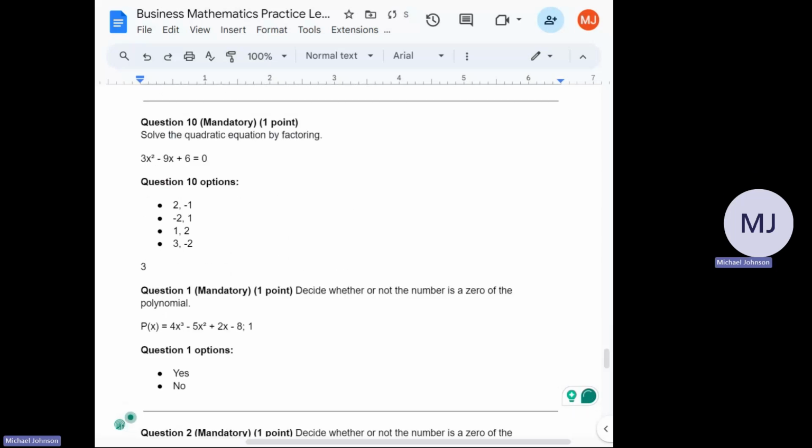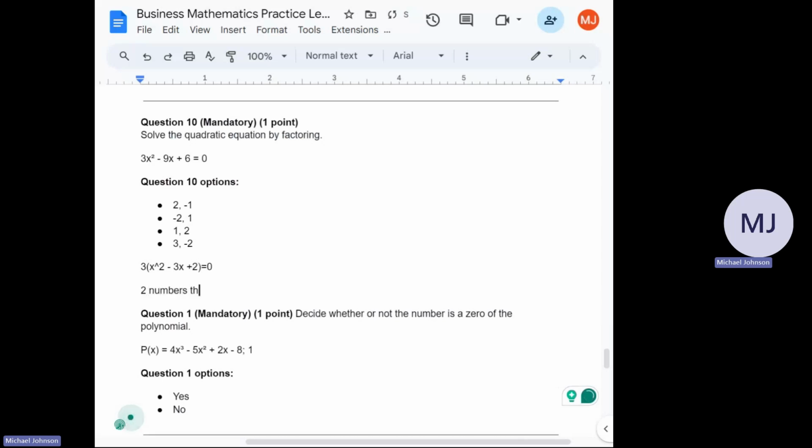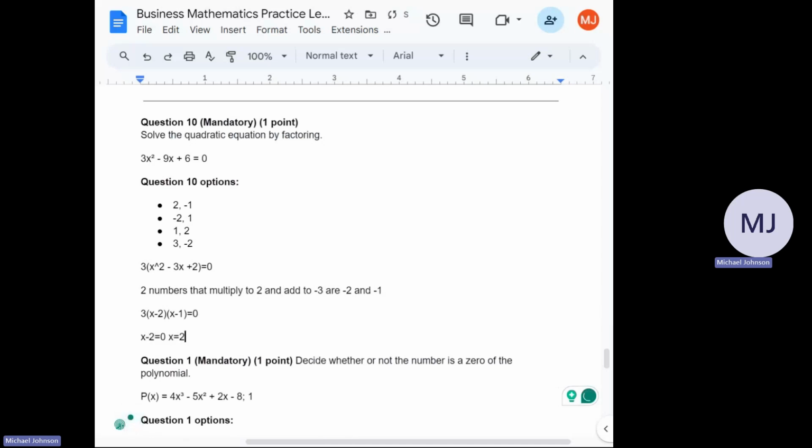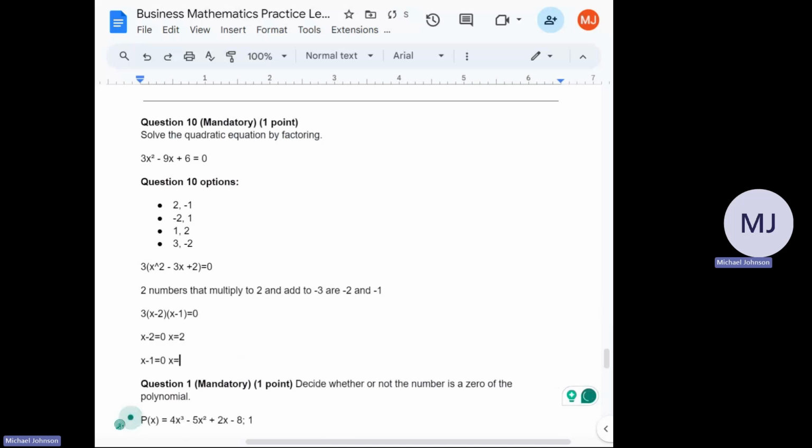And then for 3, you take out 3 here, and then you get x squared minus 3x plus 2 equals 0. And then two numbers that multiply to 2 and add to -3 are -2 and -1. So 3 times x minus 2, x minus 1 equals 0. X minus 2 equals 0, x equals 2. X minus 1 equals 0, x equals 1. So that's how you do that one.